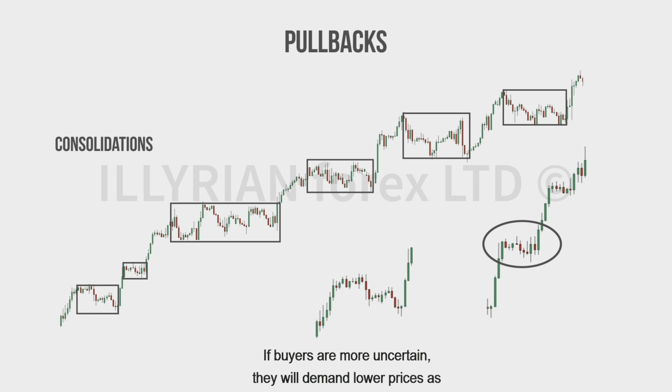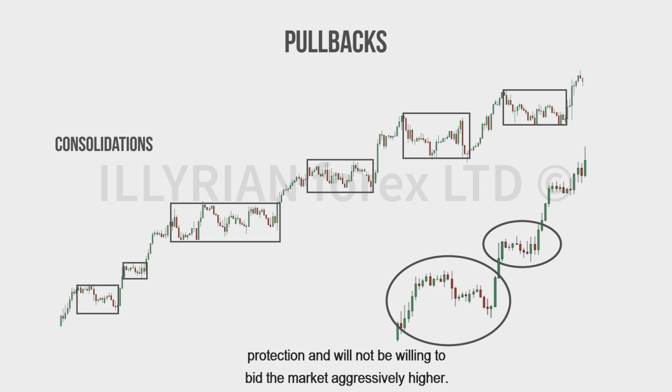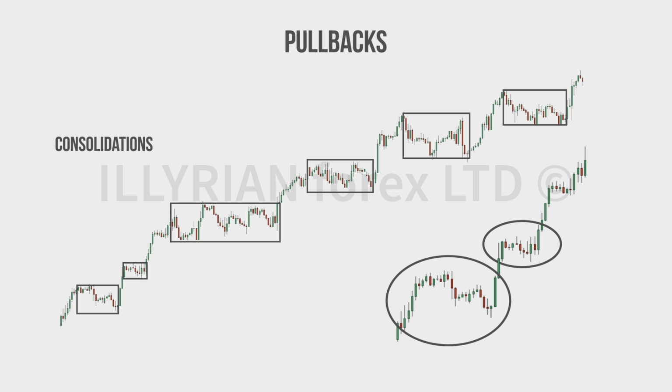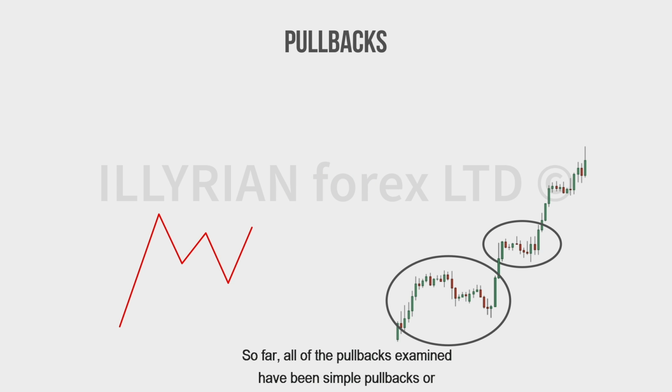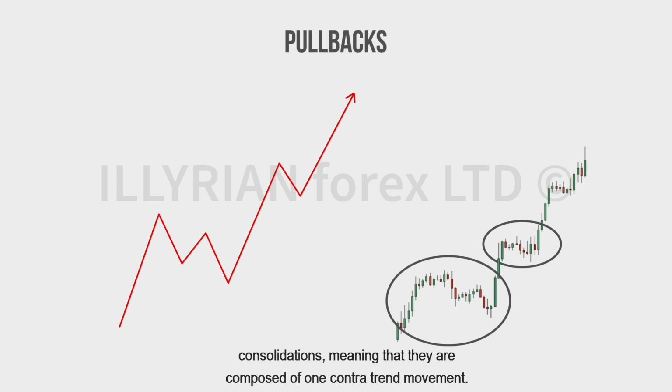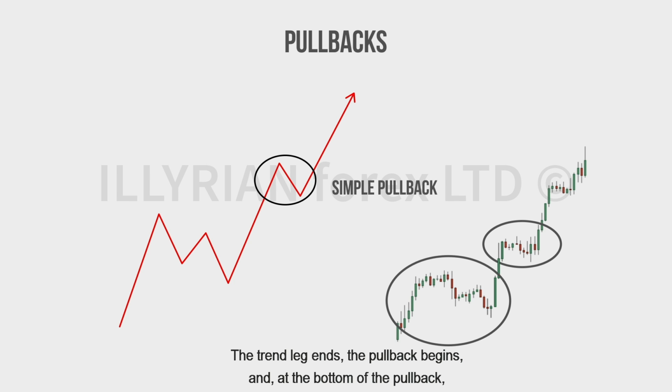If buyers are more uncertain, they will demand lower prices as protection and will not be willing to bid the market aggressively higher. The end result will be deeper pullbacks, perhaps with a more complex structure. So far, all of the pullbacks examined have been simple pullbacks or consolidations, meaning that they are composed of one contra-trend movement. The trend leg ends, the pullback begins, and at the bottom of the pullback, buyers push the market to new highs. It is not always this simple.